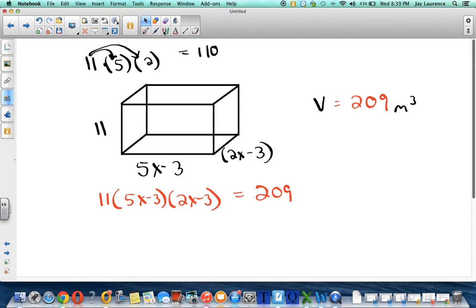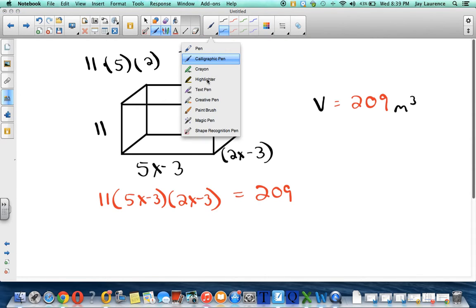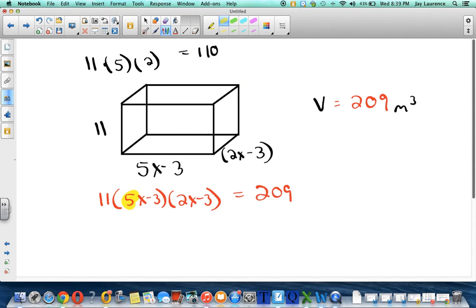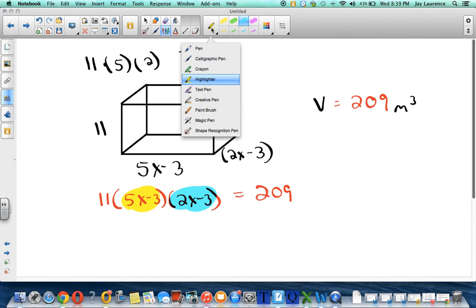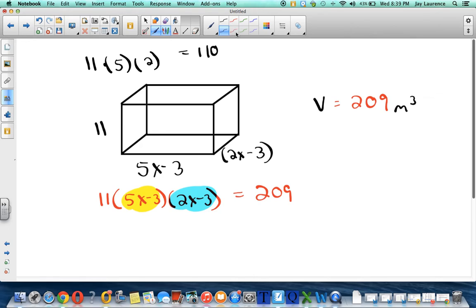Some of you are going distribute happy. To help keep you from making a mistake, if you're going to distribute first, which is not wrong to do, I strongly recommend that you multiply this quantity times that quantity first. Do your double distribution. Then if you want to distribute the 11, go ahead. Now, I don't think I'm going to distribute the 11. I will double distribute the quantities.